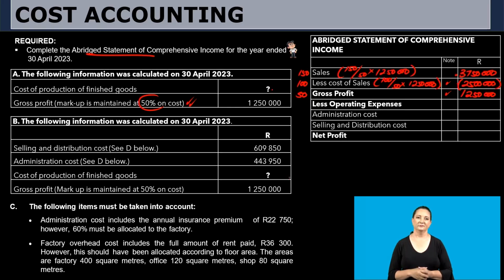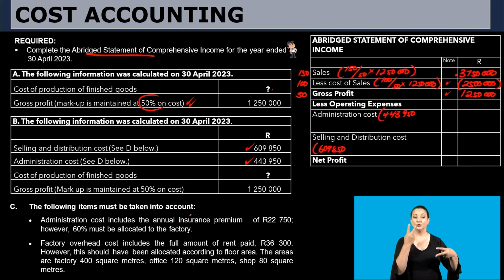Then I am told now that my selling and distribution cost, I'm going to open a bracket here now, for administration as well as selling and distribution. And I am given an amount which is 609,850. That is for selling and distribution. And I'm given 443,950 for administration. So here it's going to be 443,950. And here it's going to be your 609,850.